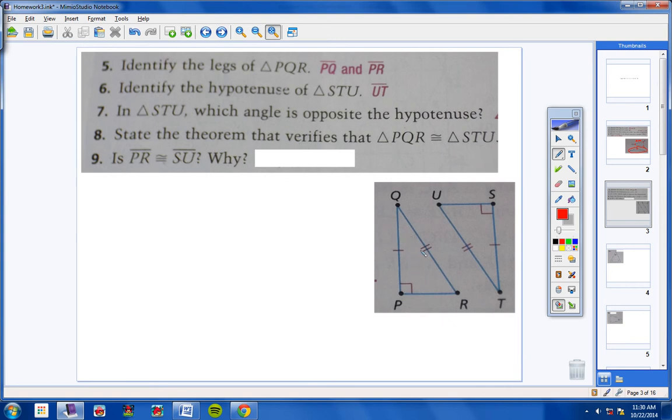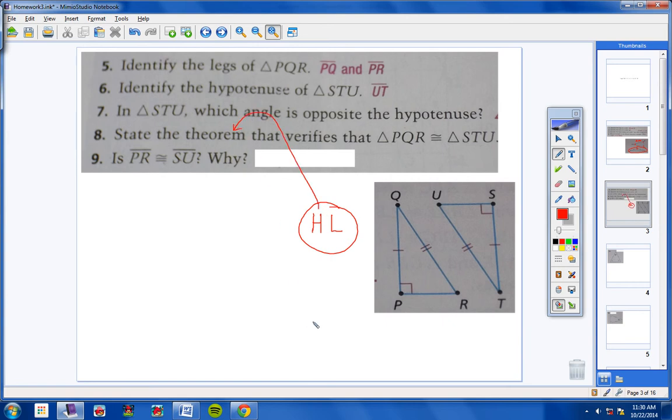Number 8. State the theorem that verifies that this triangle here, called triangle 1, PQR, is congruent to triangle 2, triangle STU. Well, students, remember, when you have right triangles, all that you need to know to prove that the two triangles are congruent is the hypotenuse leg. Is it a postulate or a theorem? I forget, but either way, hypotenuse leg. Do you have a hypotenuse here congruent to a hypotenuse here? Yes. And do you have a leg here congruent to a leg here? Yes. Are they both right triangles? Yes. So it's the HL theorem.